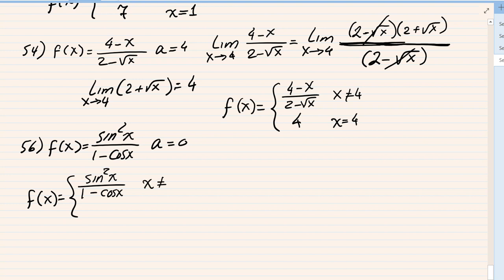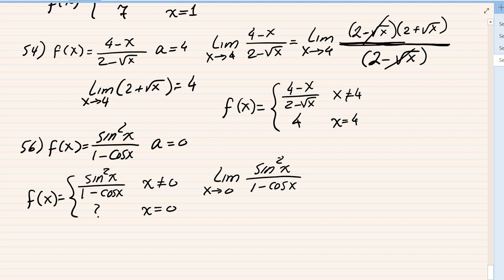That x cannot be 0 because you get division by 0. So we want to know now, when x is 0, what should we define here to cover that discontinuity, to make it continuous, right? So we need to find the limit. The limit as x approaches 0 of sine squared x over 1 minus cosine x.